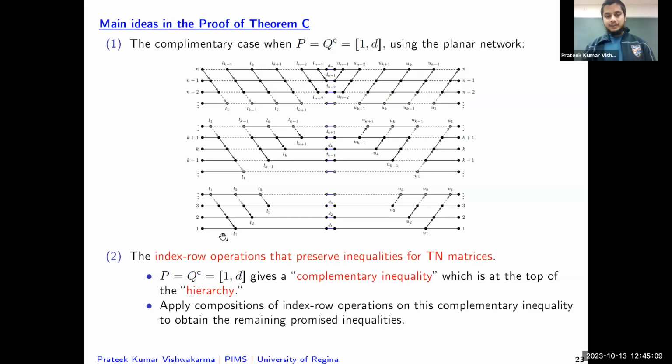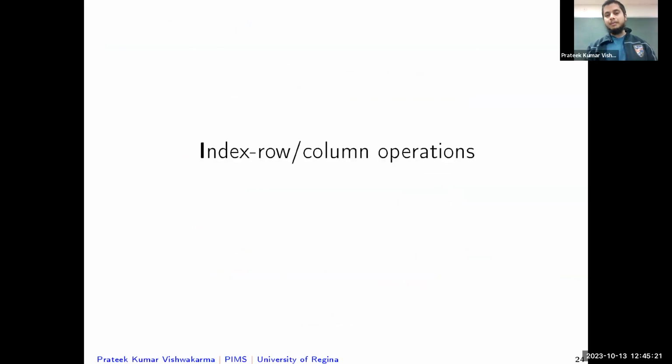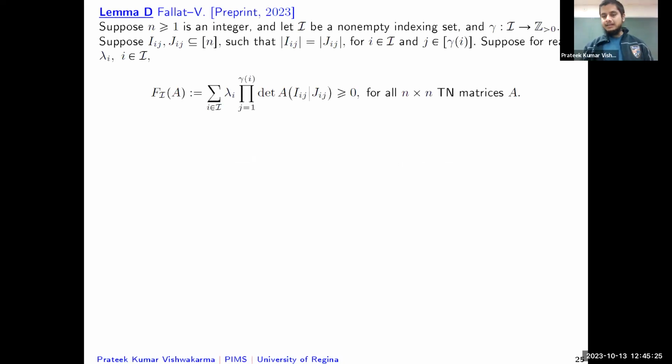So it seems these index row operations are very useful in obtaining novel determinantal inequalities. So enough of this teasing. Let me talk about these index row operations now, unless anyone wants me to pause for any question or any doubt.